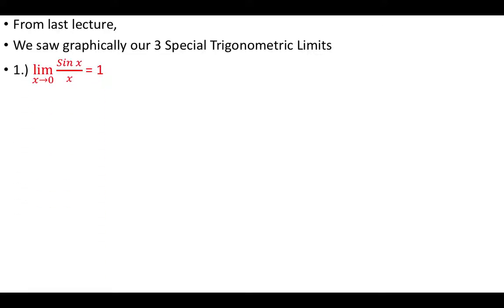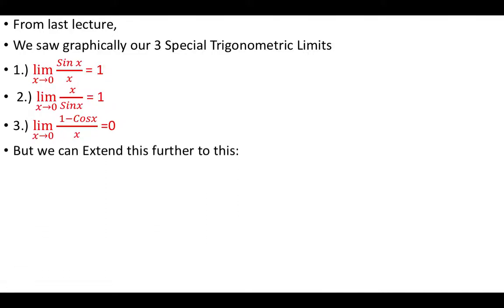The limit as x approaches 0 of sine x over x was equal to 1. We saw that visually with the graph. Two, the limit as x approaches 0 of x over sine x was also equal to 1. And three, the limit as x approaches 0 of 1 minus cosine x all over x was equal to 0. Again, we just graphed these. You could use a graphing calculator and/or Desmos to see these limits.